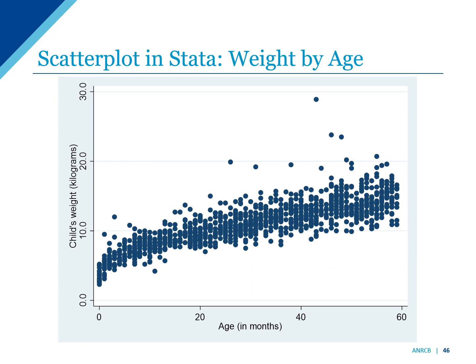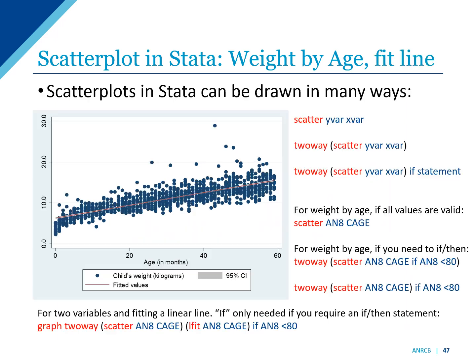Here's an example of a scatter plot of weight by age. We would expect weight to increase as age increases, and we can see that there is a positive linear relationship between child's weight in kilograms and age in months. We're also able to fit values to the plot. We can also add a linear fit line to the plot. We'll talk more about creating regression lines and smoothing lines in topic 7.7.